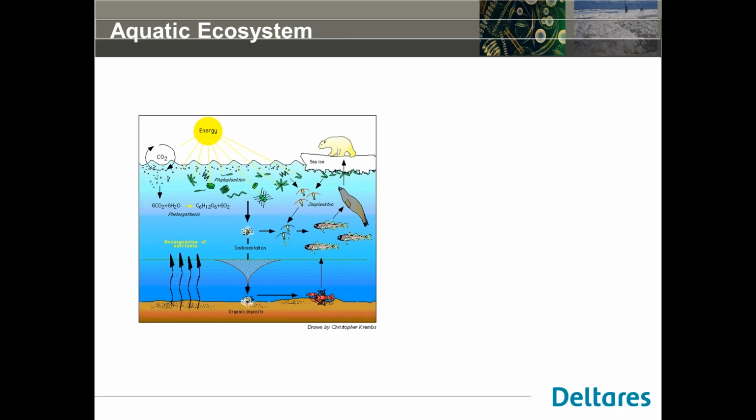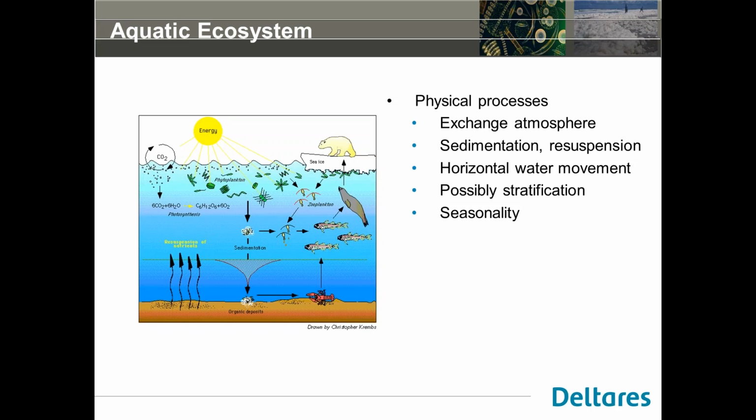Everyone probably has some image about aquatic ecosystems, something like this. There's a lot of things happening and it looks perhaps a bit chaotic, but actually there's a lot of structure in it. First of all, there are physical processes. There is exchange with the atmosphere, sedimentation, resuspension, horizontal water movement, possibly stratification, and not shown here, there's seasonality. Then next is the food web, so the biological part, all the arrows pointed out over here. Basically this is eating and being eaten.